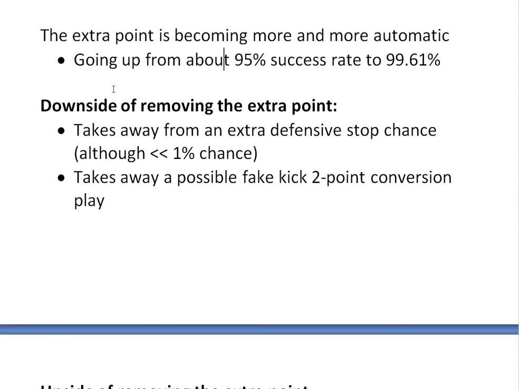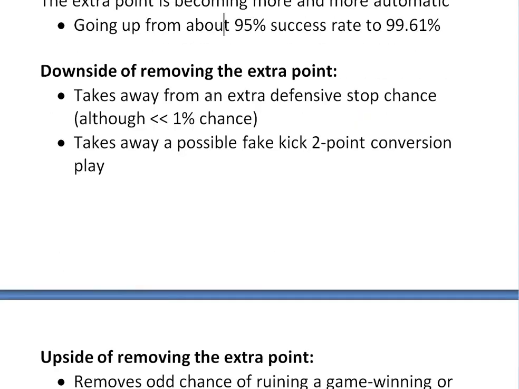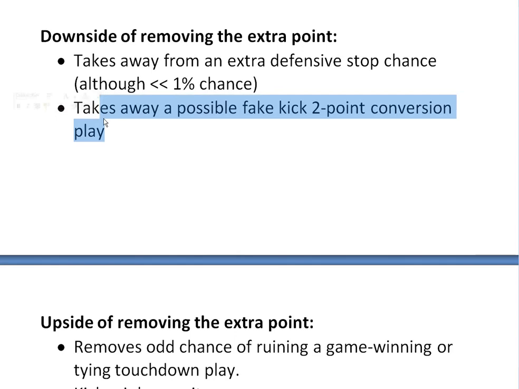But the downside of removing this extra point basically takes away an extra defensive stop chance, although this is really small, much less than a 1% chance of actually making them either miss or block it. So that's the one downside. You remove that from the defense. It also takes away a possible fake kick 2-point conversion play. So these are the 2 downsides of it.